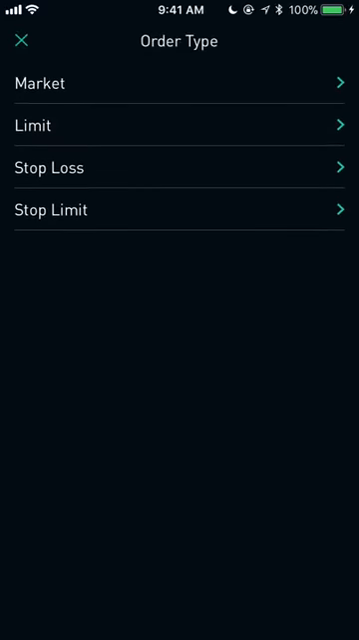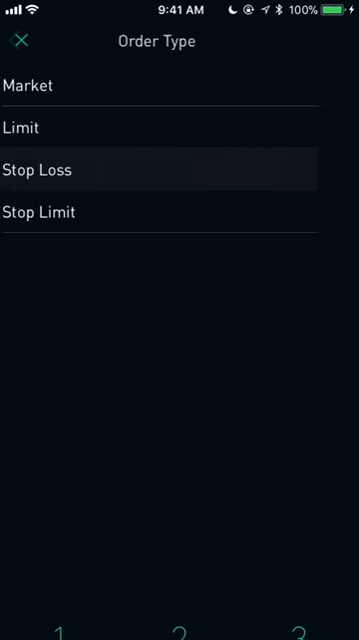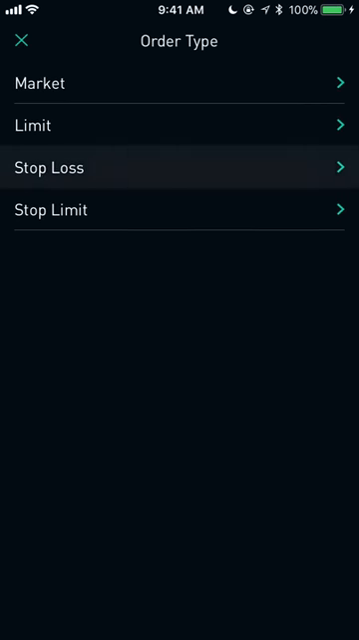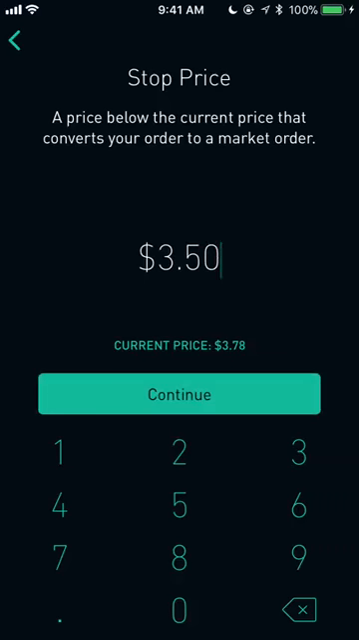Then the next two on the list are stop loss and stop limit, and once again, I'm still in the sell category. If you're a beginner investor, you're probably not going to use this, but they are good if you're day trading or something like that. The first one is stop loss, a price below the current market price that converts your order to a market order. So if I put it at $3.50, as soon as the price got down to or below $3.50, it would automatically sell it right away. So that's what it means when it says convert it to a market order. It would just immediately sell it as soon as it hit that price.